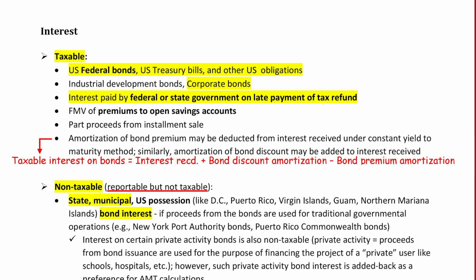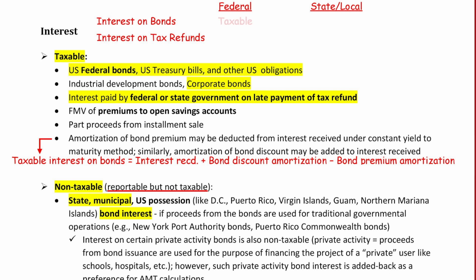And just to recap all of this, let's make a little table on the top of the page. Right, interest on bonds and also write interest on tax refunds. Two unrelated things, but we're putting it together. The first column, say federal, and the second column, say state or local. So interest on federal bonds, that is right, taxable. Interest on federal tax refunds, right, taxable.